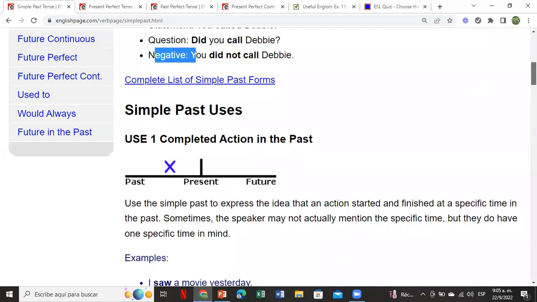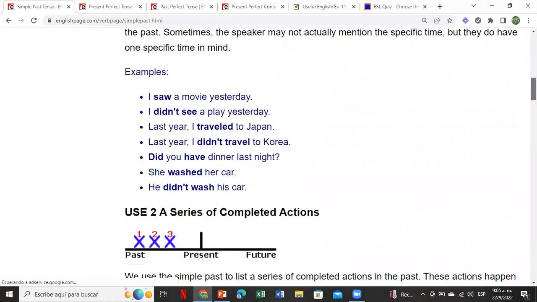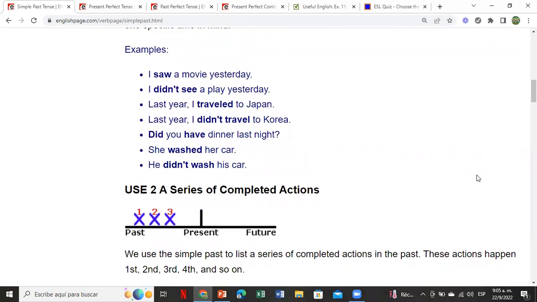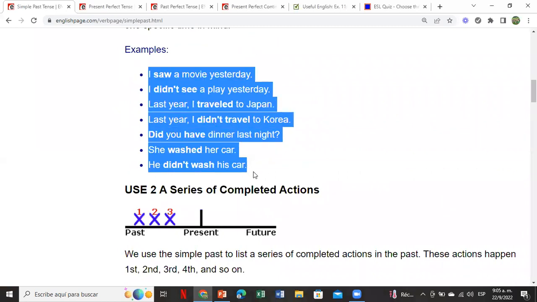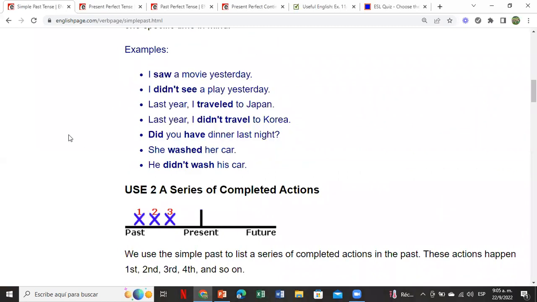Okay, so look at my simple examples. I'm going to ask Catherine, would you like to help me read the examples, please? Okay, thank you. No worries. Okay, Kathy, go ahead. I saw a movie yesterday.